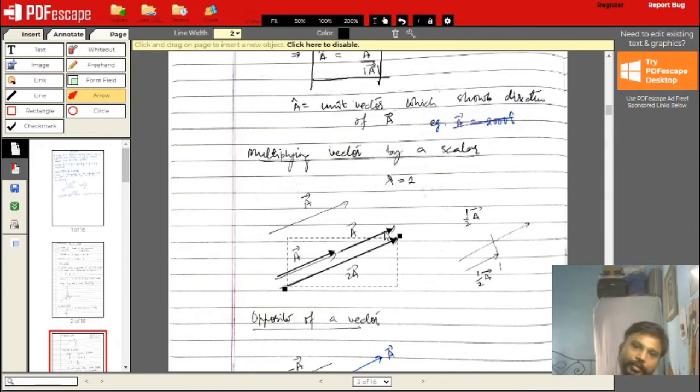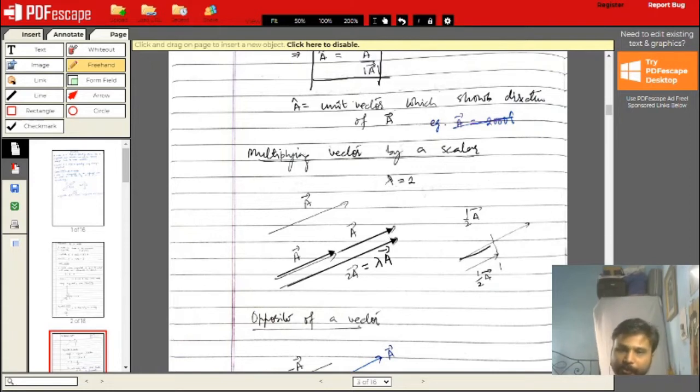Similarly, if we want to half this vector a, we have to draw the vector a, and then we halved its length. So this new vector is half of the original vector. So this is how we multiply any scalar quantity with some vector. Just its magnitude is changed and its direction is not changed.